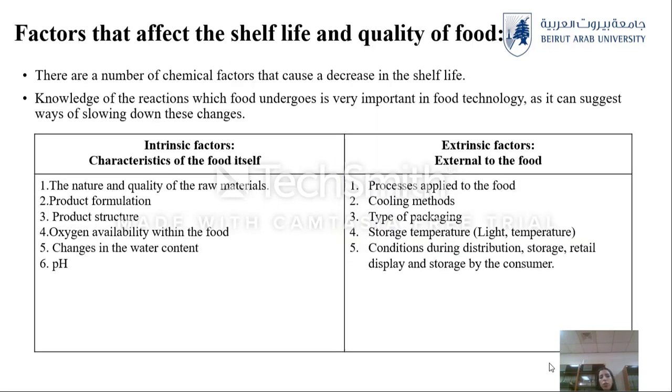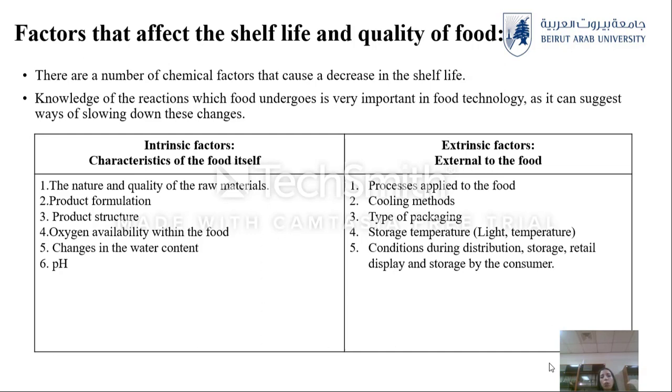So to sum up, what are the factors affecting the shelf life? We have some factors inherent to the matrix of the food. We have some factors external to the matrix of the food. Inherent to the matrix of the food is the nature and quality of raw materials. If the raw material is already contaminated, definitely it will contaminate the whole food. If the raw material is already spoiled, same. If it's high in sugar, how will it affect; high in salt, high in water activity, etc.